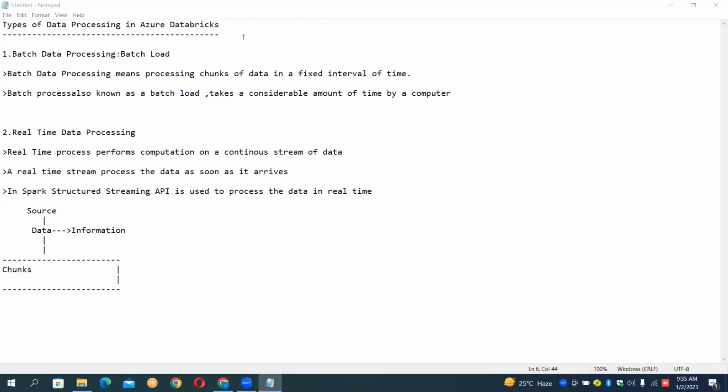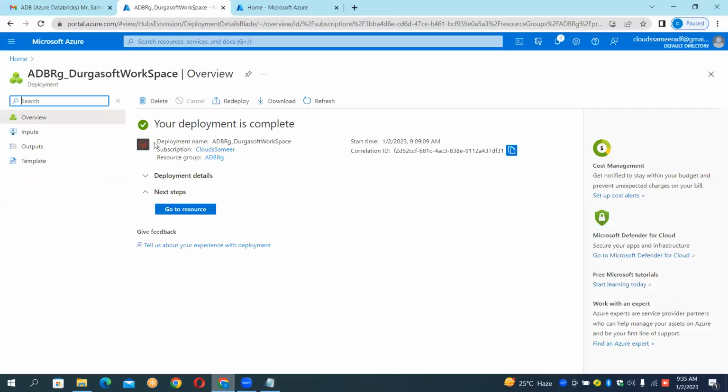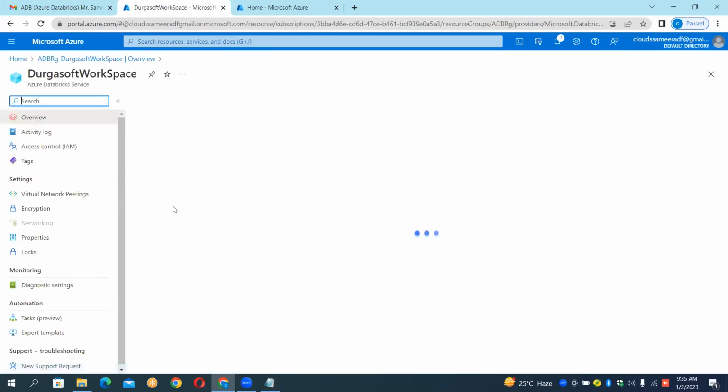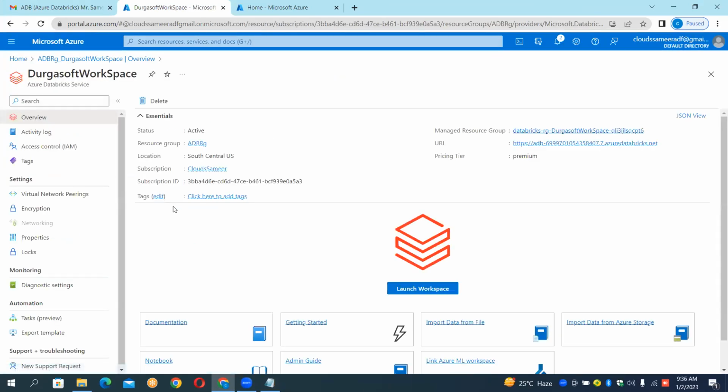Okay, so just a minute. Now, guys, let's start with the practicals. So now, can you see here? The deployment is done for the workspace. So I'm opening this workspace, guys, everyone. Okay. So now, guys, launch the Databricks session.